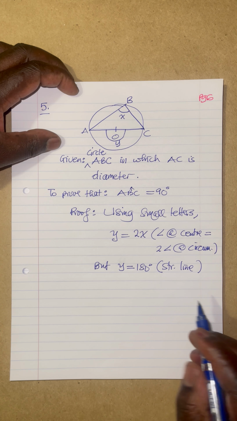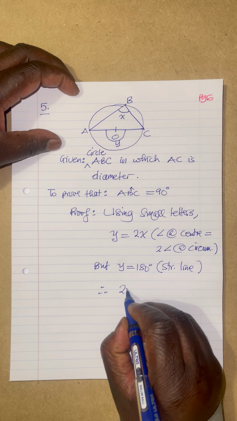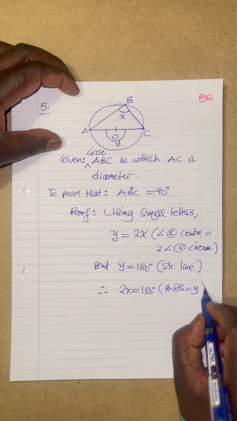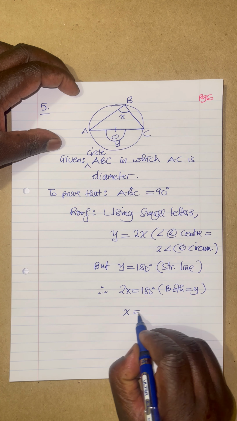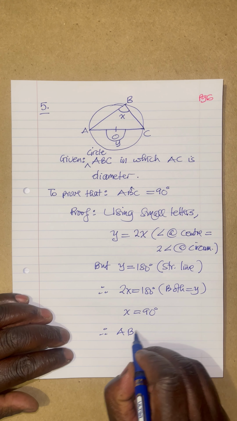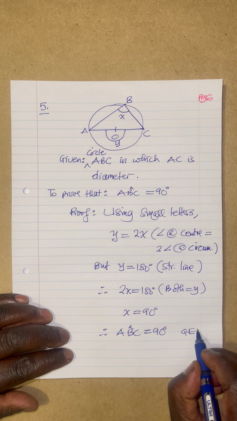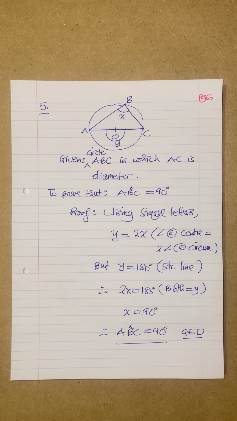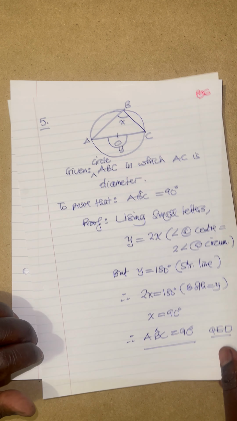We know that AOC is diameter, it's a straight line. We can say therefore 2x equals 180. Why? Because both sides are equal to y. 180 equals y, 2x equals y up there. Dividing both sides by 2, you get x equals 90 degrees. And what is x? It is angle ABC, which is equal to 90 degrees. If you like, you can say as required. It's QED. The easiest of the theorems, maybe one can argue, in geometry to prove. But we're moving on straight to theorem number 6, which is our last one in this video.